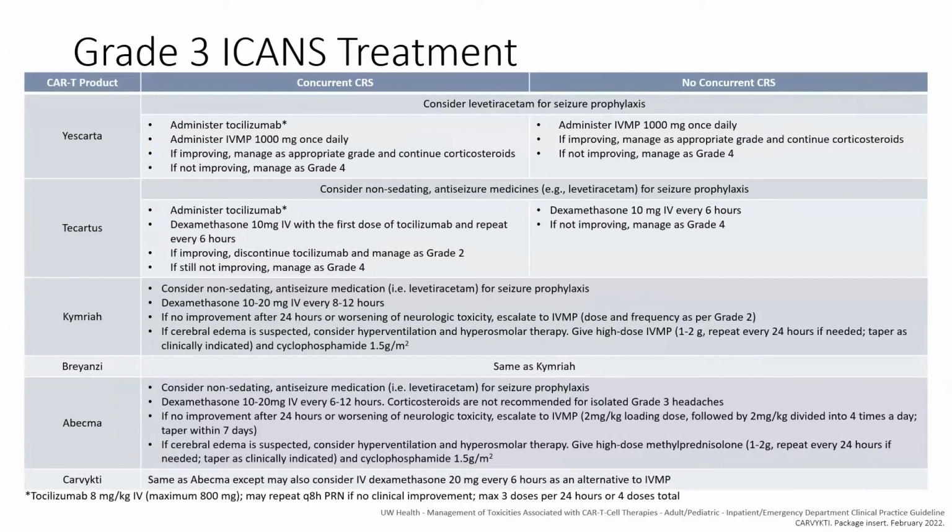In grade 3 ICANS treatment, similar to grade 2, everyone gets seizure prophylaxis, and if there is concurrent CRS, then administration of tocilizumab is reasonable. In grade 3, we increase the steroid intensity even more. Dexamethasone doses that would be appropriate in this grade range from 10 milligrams IV every 6 hours to 20 milligrams IV every 6 hours. Yescarta also recommends IV methylpred 1 gram once daily. And it's important to note that these guidelines will again give guidance on how to escalate steroid therapy or the grade of treatment, which is the main takeaway of this slide.